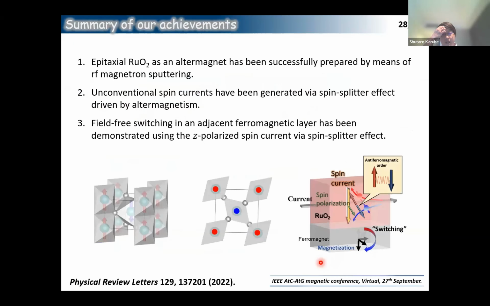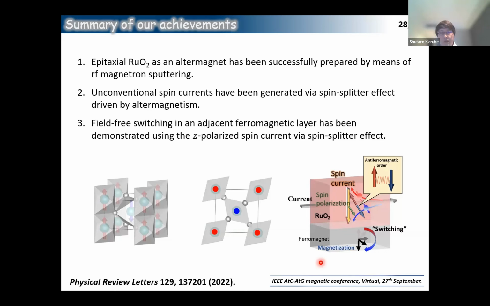So finally, I'd like to summarize my talk, especially regarding our results. First, epitaxial ruthenium dioxide as an altermagnet has been successfully prepared by means of magnetron sputtering. Next, unconventional spin currents have been generated via the spin splitter effect driven by the altermagnetism.